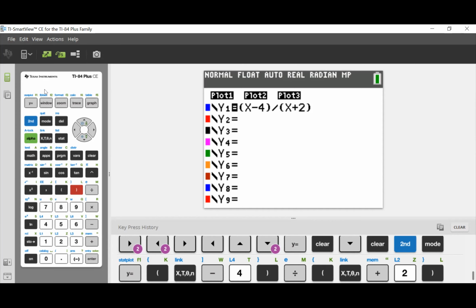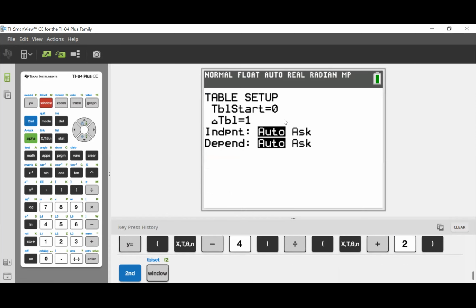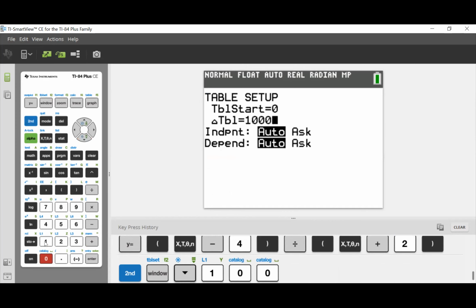First, we're going to go to table set, so press second and then window. We want to know what happens as x gets really, really big, so we can let the table start at 0 and then let delta table increase by 1,000. So we're going to look at the inputs 1,000, 2,000, 3,000, 4,000, and so on. And we're going to scroll down the table to see what the outputs look like and see if we notice a pattern. All right, let's go and look at our table.